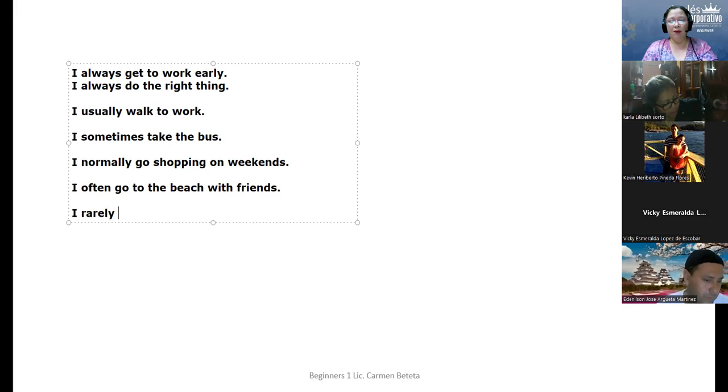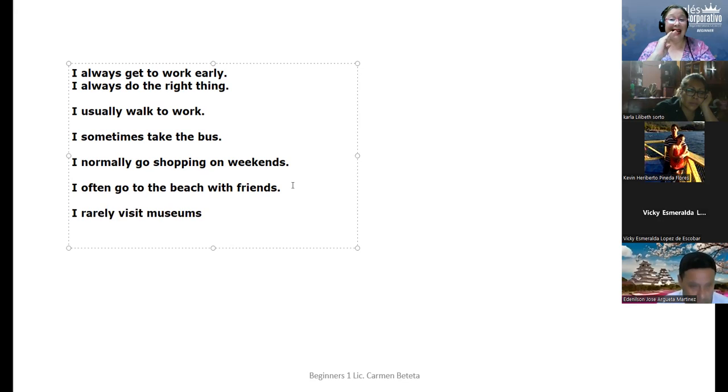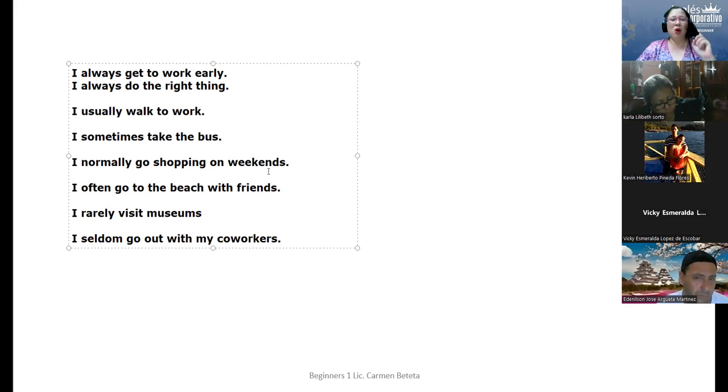I rarely visit museums, okay? I rarely visit museums because maybe I don't like museums, so I rarely visit museums. Y nos vamos acercando a las menos veces, ¿verdad? Por ejemplo, I seldom go out with my coworkers. Okay, I seldom go out with my coworkers. I avoid doing that. Evito esa cosa. Pero cuando hay que hacerlo, pues yo voy. So I seldom go out with my coworkers. Okay. Muy, todavía menos veces, ¿verdad? Es muy pocas veces.